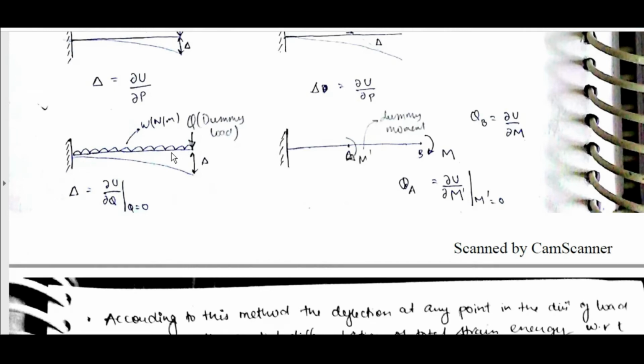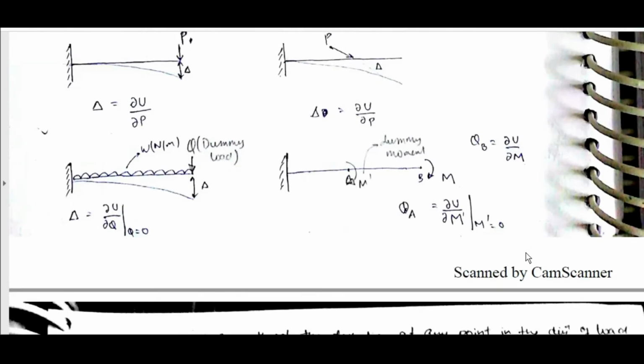If there is no point load, then create a dummy point load at the end, then apply dou U by dou Q, and finally place Q equal to 0. Theta B is equal to dou U by dou M. Theta A is equal to dou U by dou M, with M dash equal to 0 as the dummy moment.